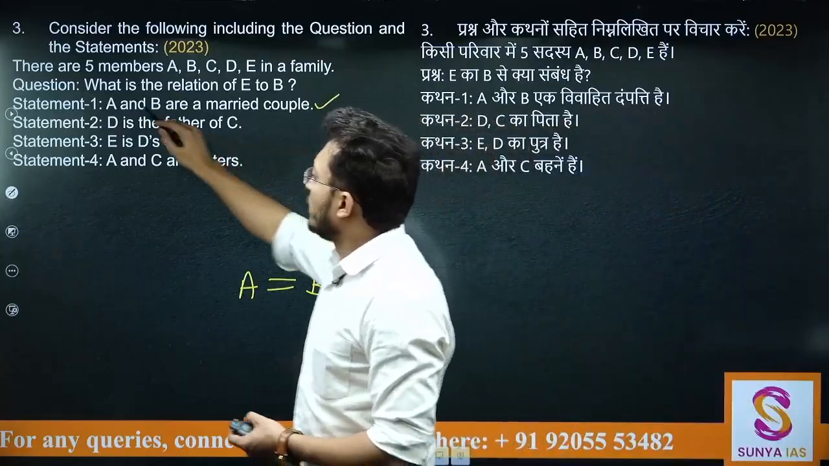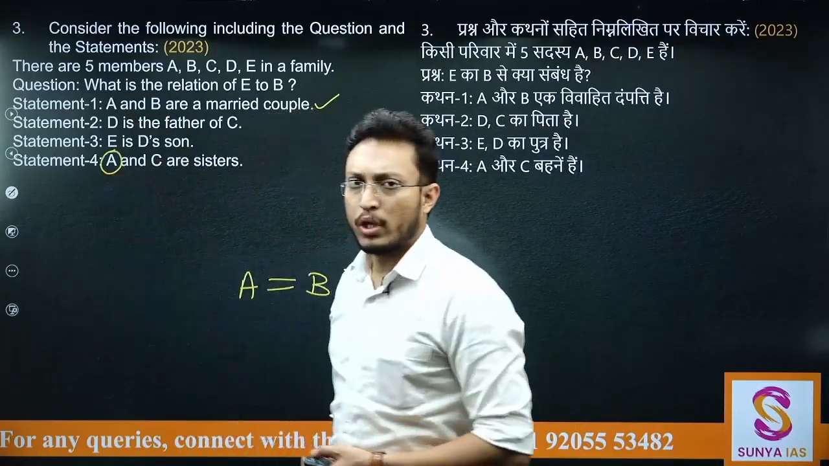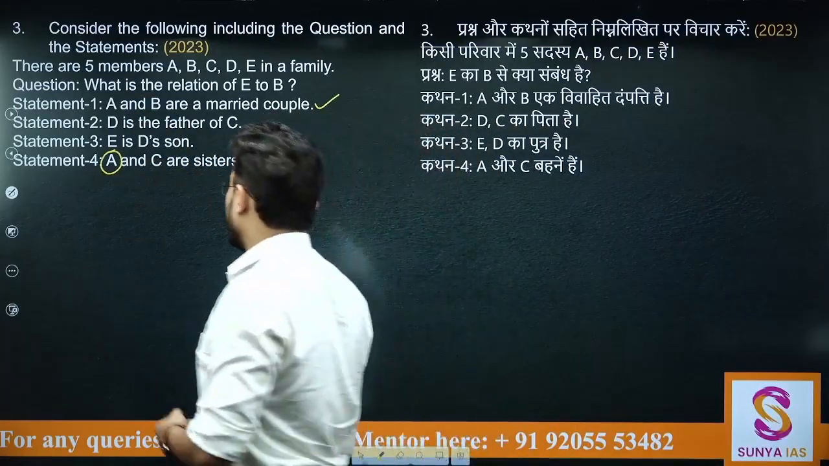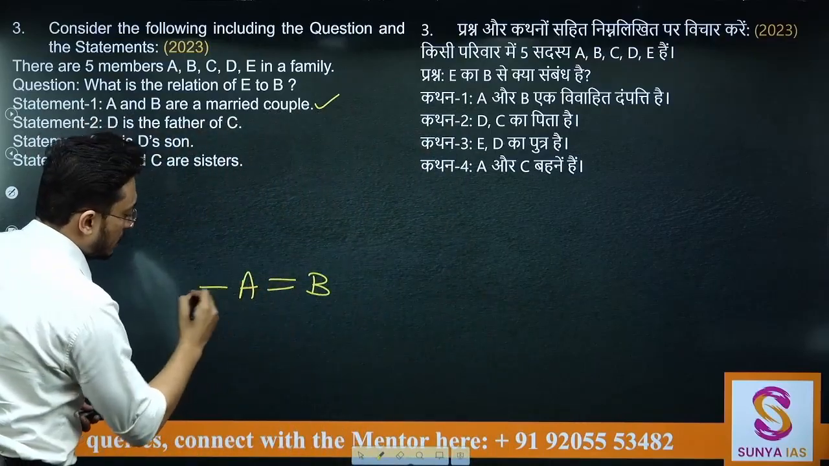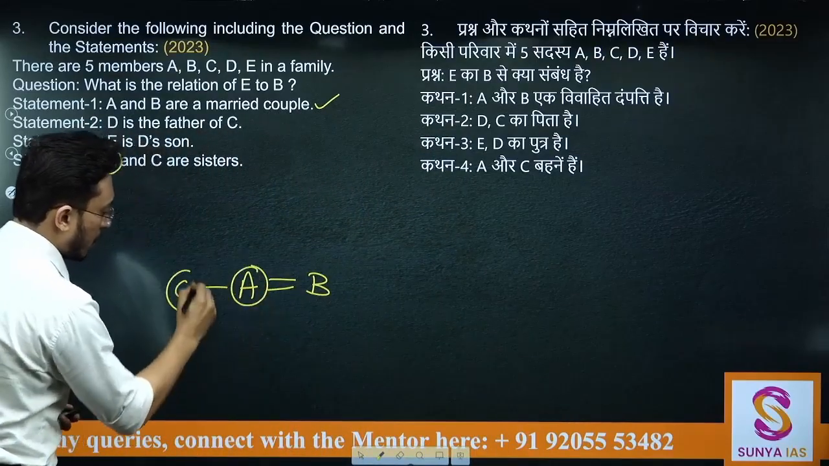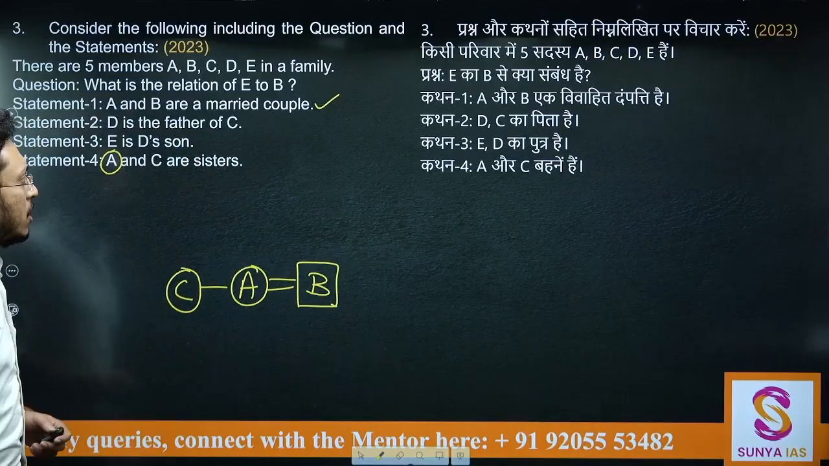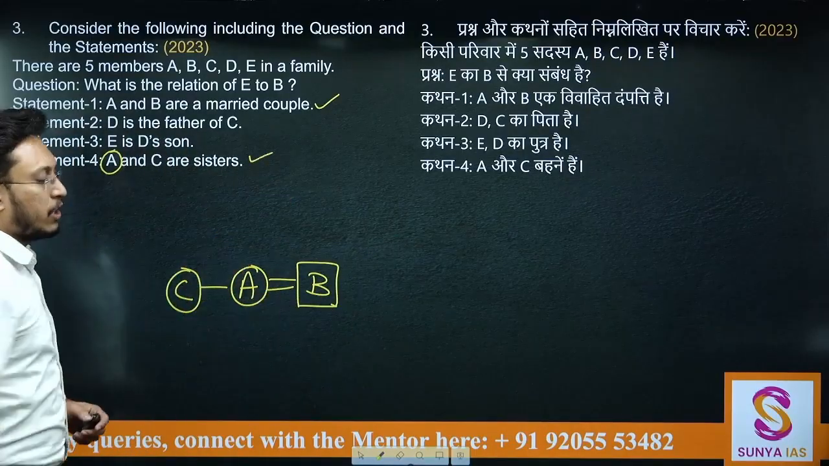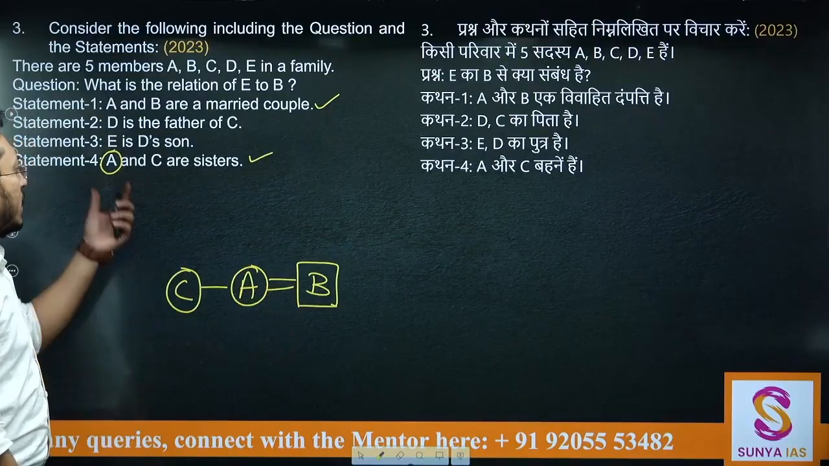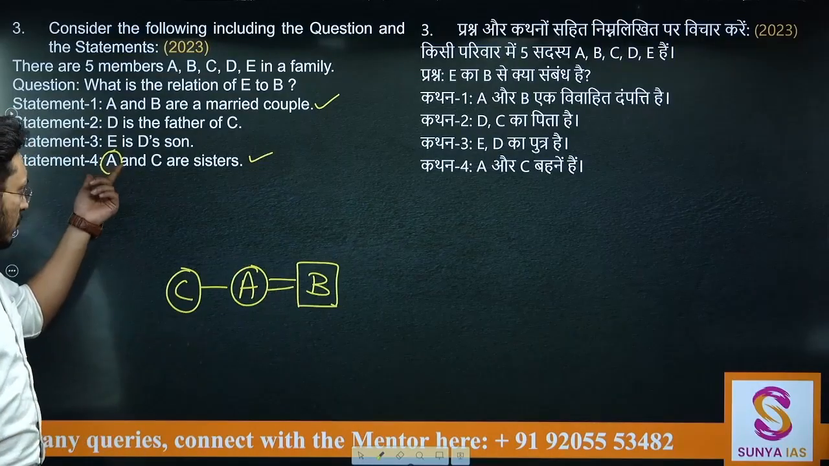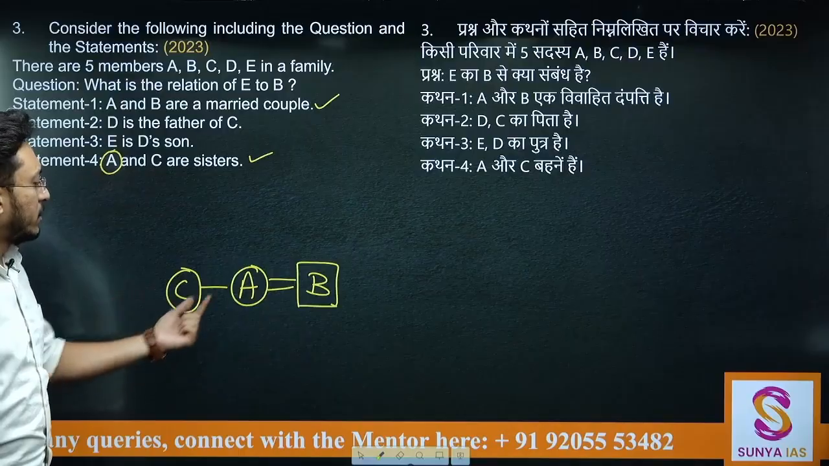We have information of A. Let's see another information about A. This says A and C are sisters. Now we know that A and C are sisters. That means both are female. That means B should be male because A and B are married couples. So we have used statement 1 and statement 4 to get this information. Next is about, we have C, A and B.